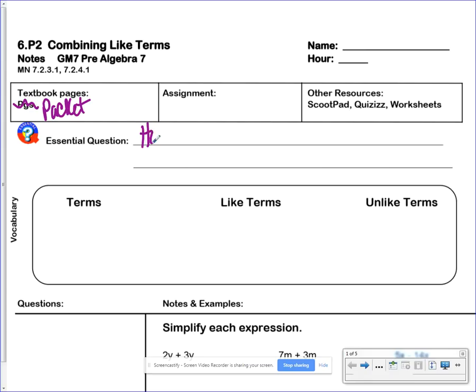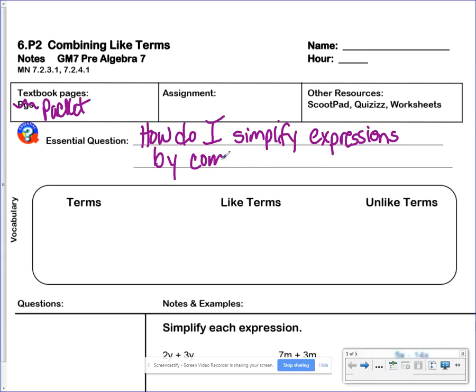Essential question today, which is the same as a learning target: How do I simplify expressions by combining like terms? So you'll notice that we have some vocabulary here. I guess we better understand what on earth we mean by a term.